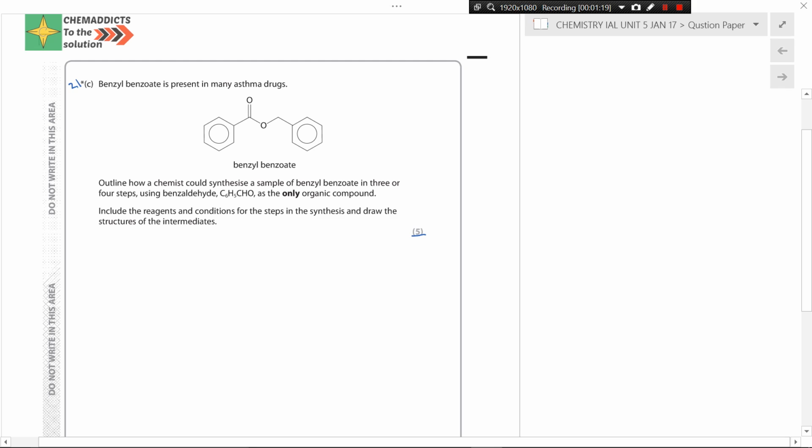Okay, fine. Well fellas, before going to the question, let us at first concentrate on the structure. Isn't this structure a bit familiar with us? Yeah, you got it right.